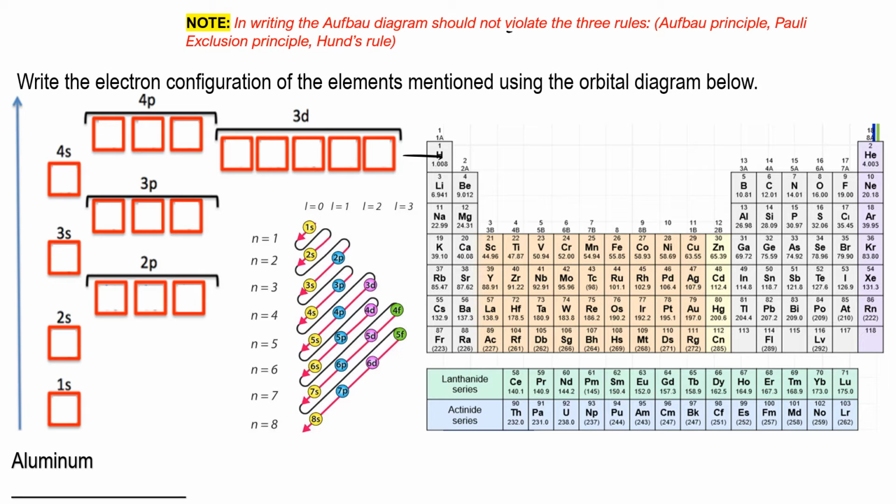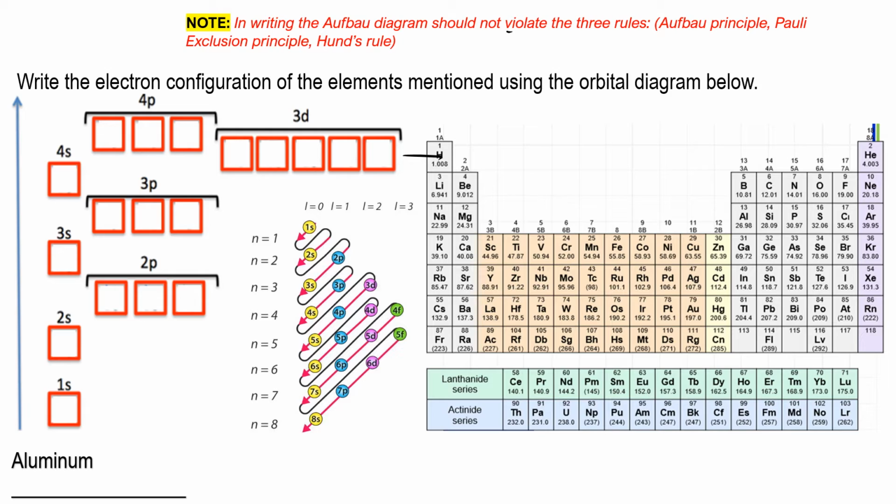Today's lesson, we will be focusing on writing electron configurations of different elements. And in writing the electron configurations using the orbital diagrams, we must follow three different principles so that it will satisfy the correct electron configurations. We must follow the Aufbau principle, the Pauli exclusion principle, and Hund's rule.